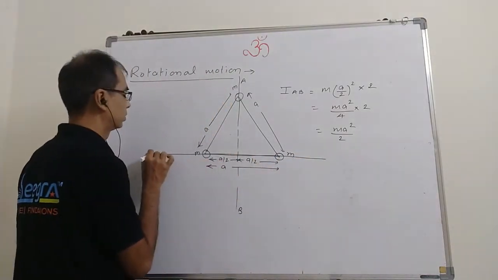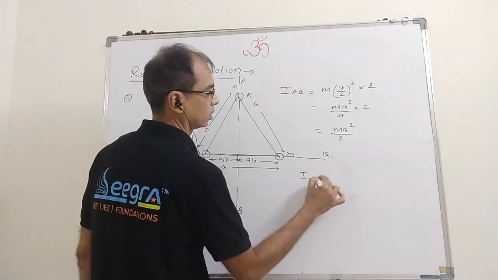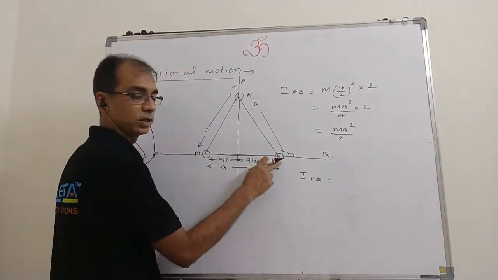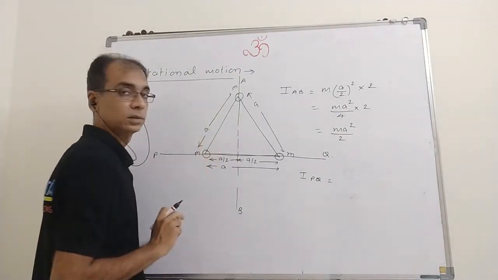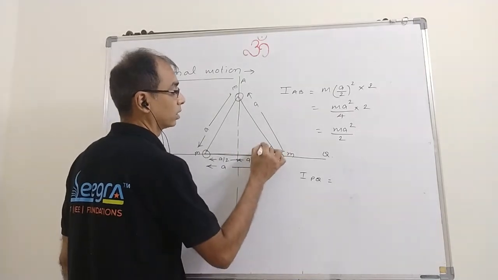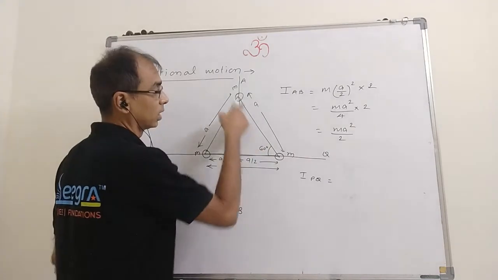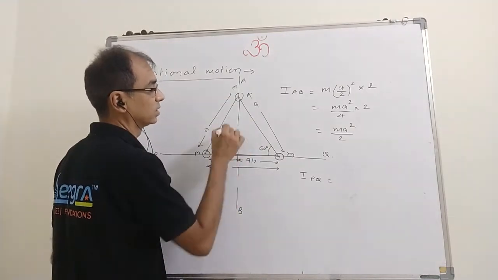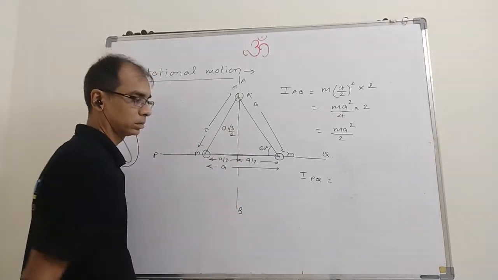Suppose I would have told that this axis is PQ. What will be IPQ? For these two masses, the moment of inertia is 0. You will have it only for this mass. What is the height? We have to find. I have told you this before. Equilateral triangle means 60 degrees. This is a, so this will be a sin 60, which means a root 3 by 2.